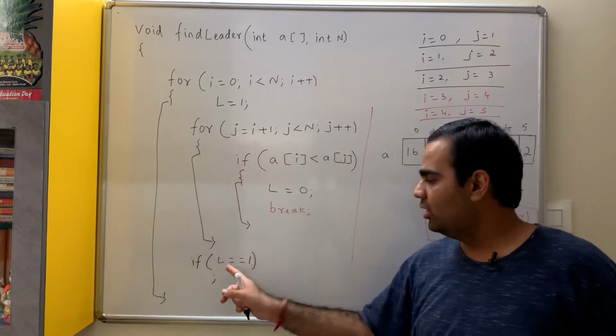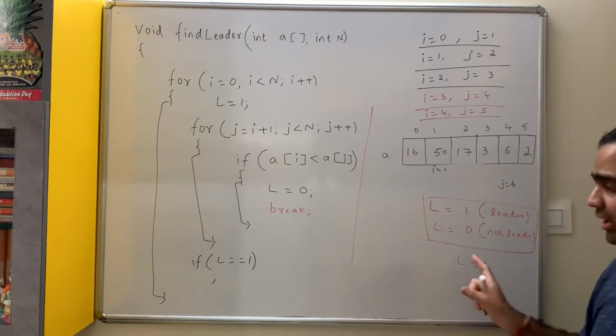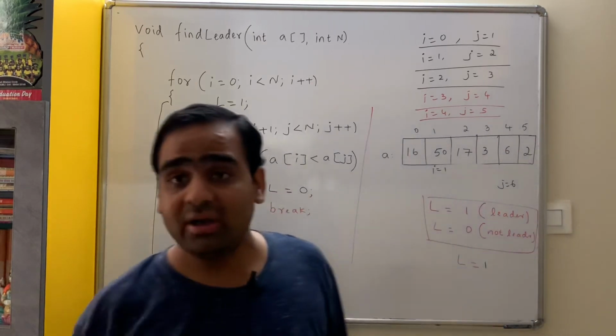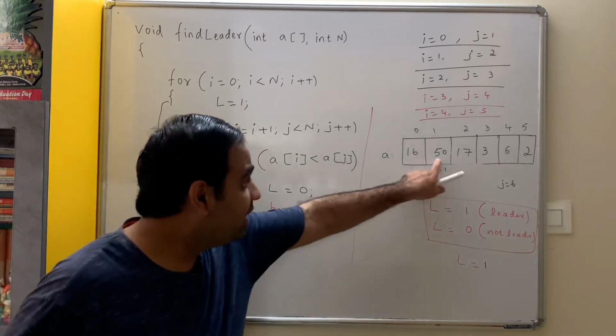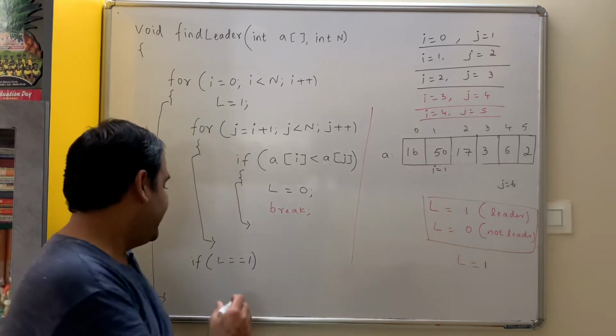You come out. Now what is the value of L? It is 1. 1 equal to 1? Yes, 1 is equal to 1. Now what does it mean? It means that 50 is a leader. And how do I display 50?